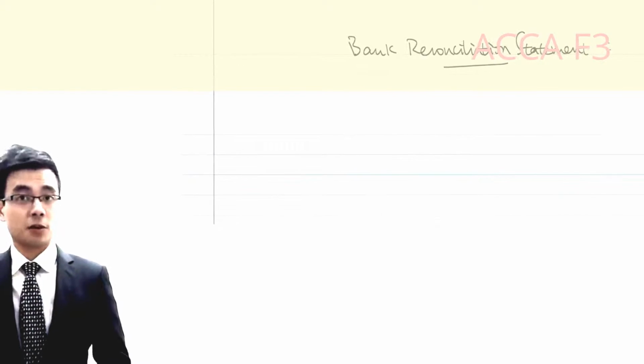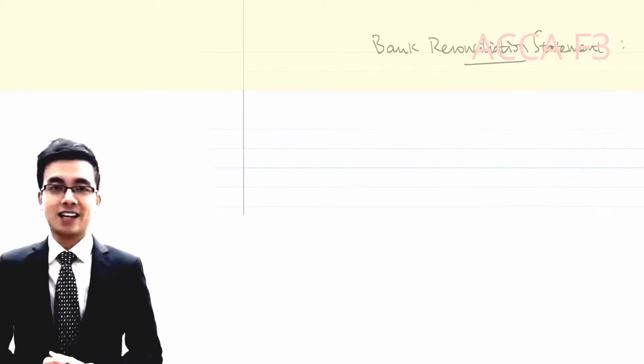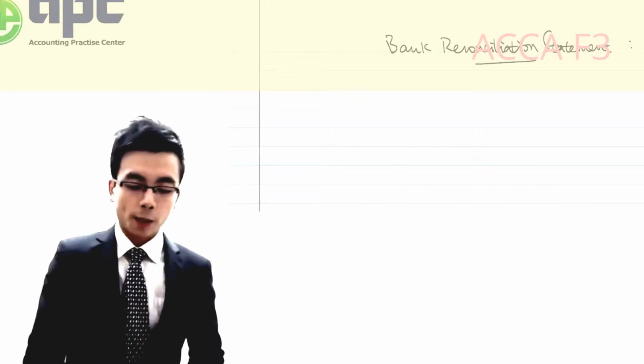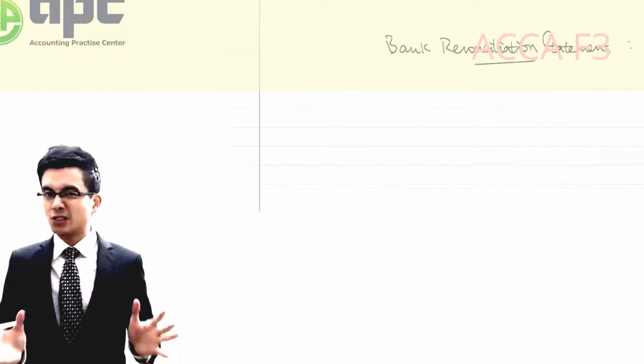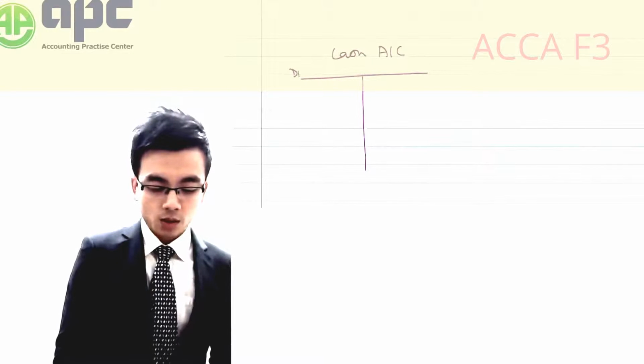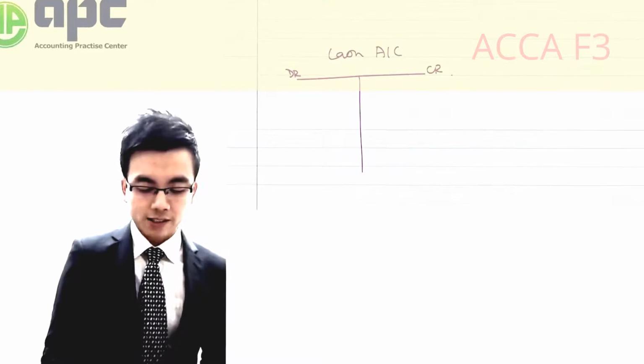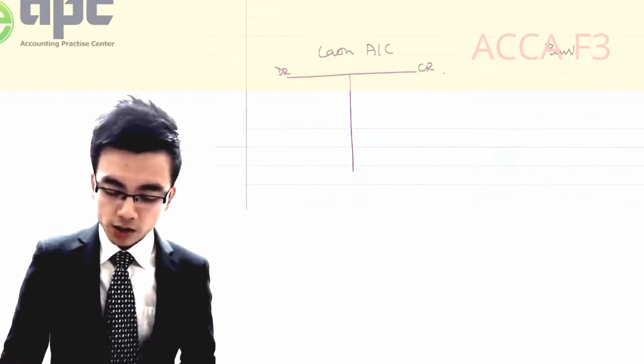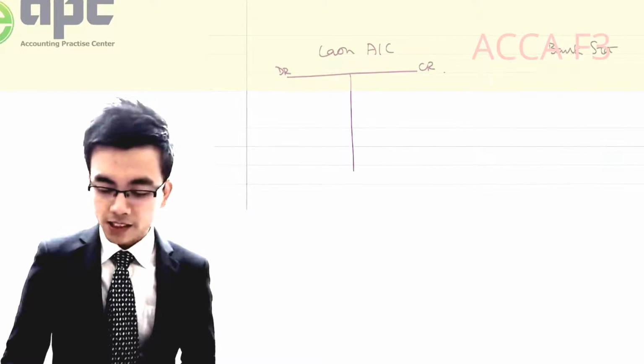Hi, this is Steve from APC and I'm the course director here at APC, and in this video we're going to be focusing on the bank reconciliation statement. So what do I mean by bank reconciliation statement? If you think about it in this way: we've got the cash account, which is the T account within the company, with the debit as well as the credit side. And also we've got the bank statements that is given by the bank.